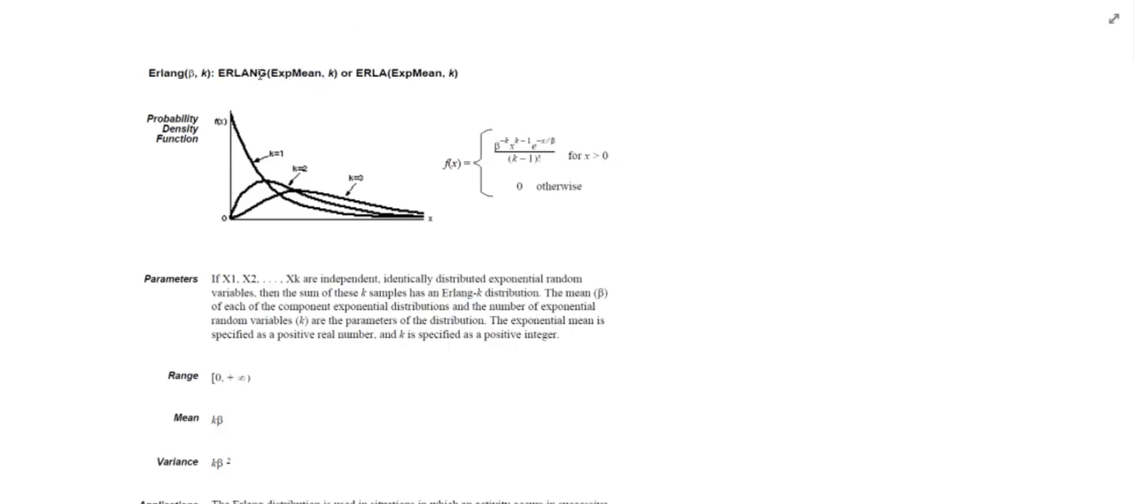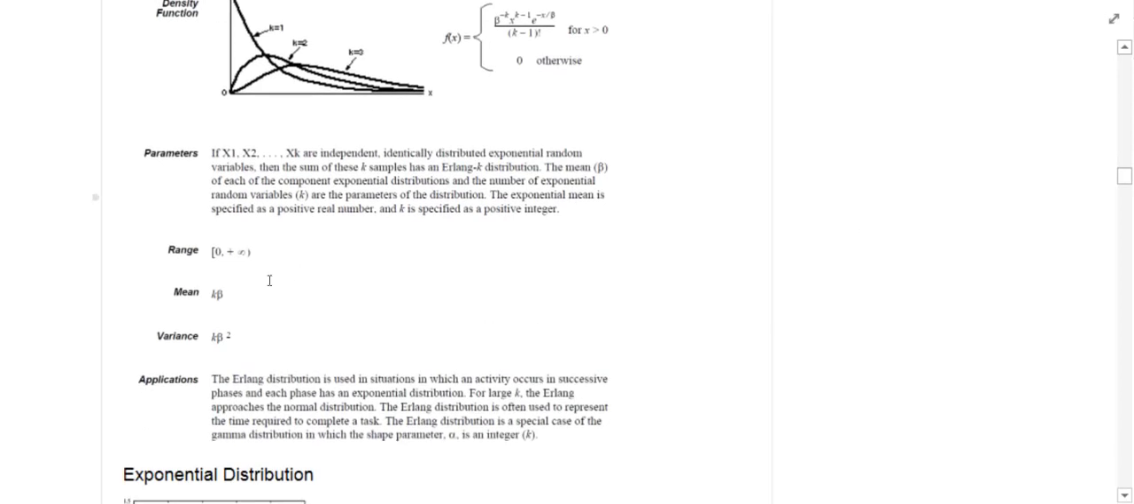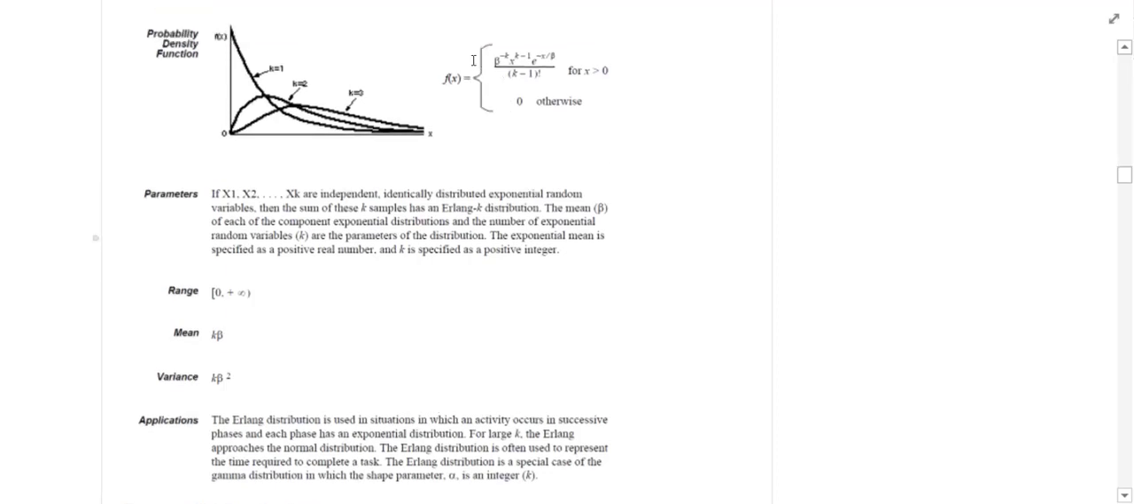That's how it's specified in the ARENA simulation, with these variables here. The exponential mean is specified as a positive real number, and k is specified as a positive integer, by nature of the exponential distribution. My range on this would be 0 to positive infinity. My mean would be k times beta, with beta defined here as the mean and k as the number of independent variables. Variance is k times beta to the second power. Again, beta is the mean, and k is the number of random variables.